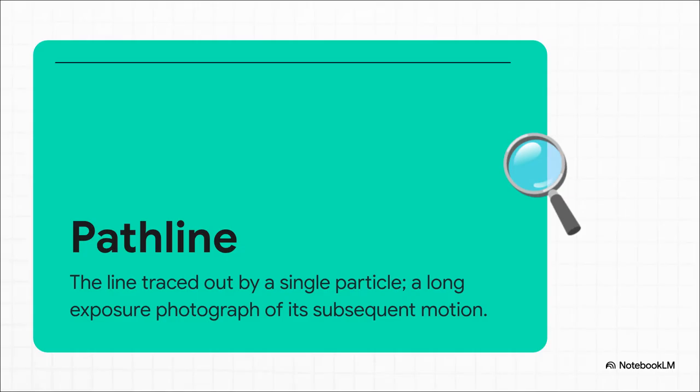First up, the Pathline. This is pretty intuitive. It's the life story of one single particle. Imagine you could put a tiny little GPS tracker on one speck of dust and just follow it on its entire journey through the air. The line it traces out over time? That's its pathline. This is what we call a Lagrangian description. You're riding along with the particle.